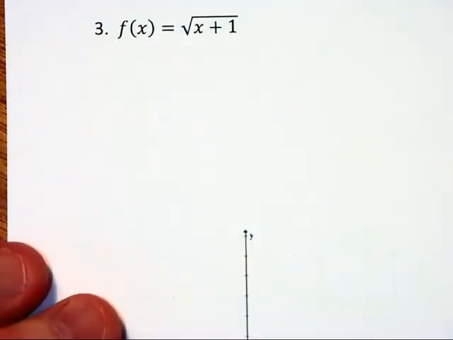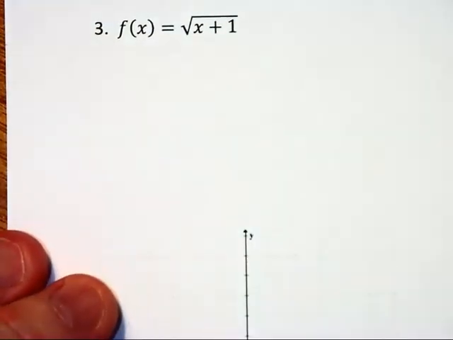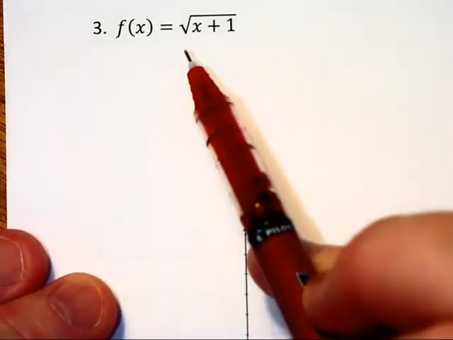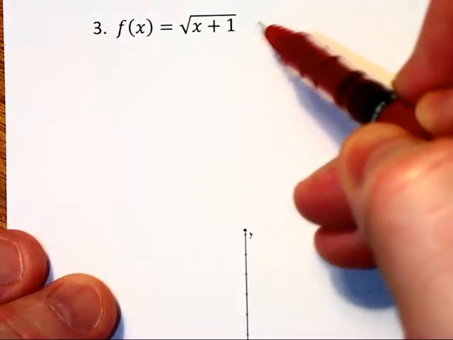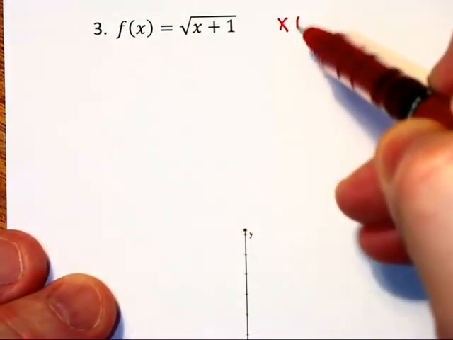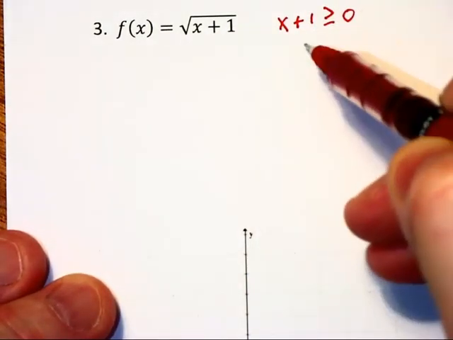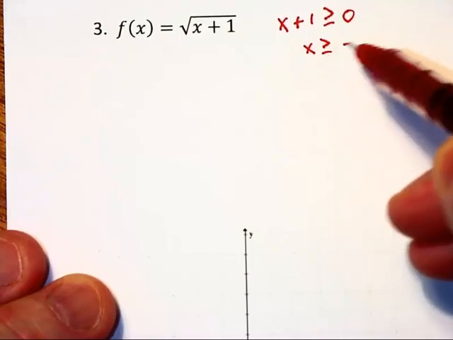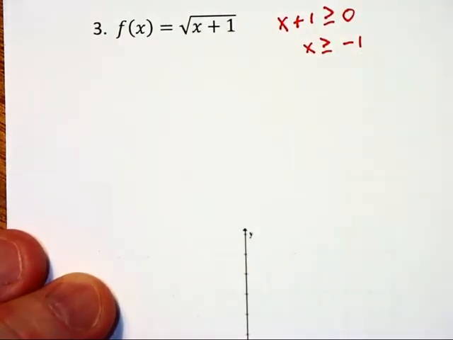Now let's take a look at this next equation. It is that of a square root graph. Notice the smallest number that can be substituted in is -1, because we know from the domain that x plus 1 must be greater than or equal to 0, and therefore x must be greater than or equal to -1. And when you substitute -1 in, you get 0 as an output.